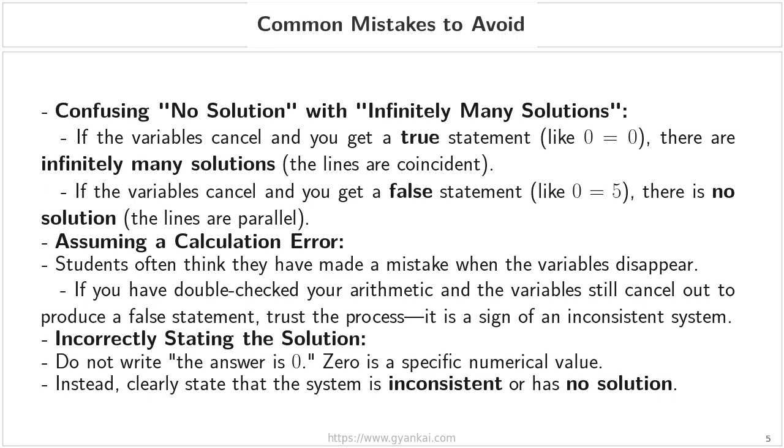Finally, pay close attention to how you write your final answer. A common mistake is to write the answer is 0. Remember, 0 is a specific numerical value for a variable, but it is not the solution to the system itself. In this context, there is no value for x or y. Instead, you should clearly and formally state that the system is inconsistent or that it has no solution.